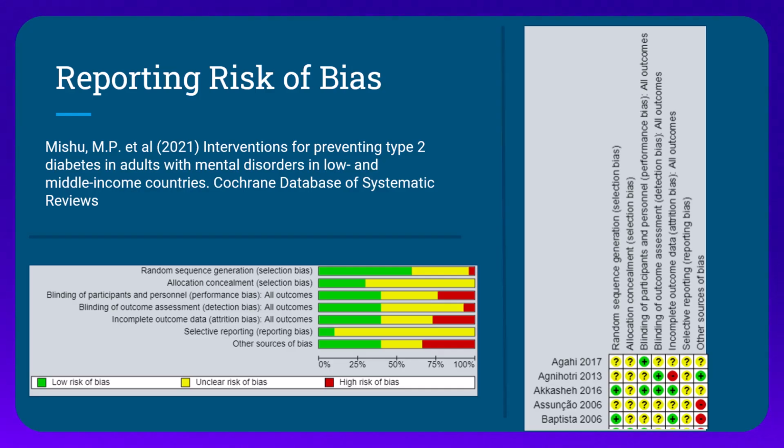It is not uncommon for there to be a lot of domains being marked as unclear due to inadequate information being shared by authors. On the left side, you can see a domain-by-domain analysis indicating the degree of high, low, and unclear bias across all included articles for that domain.